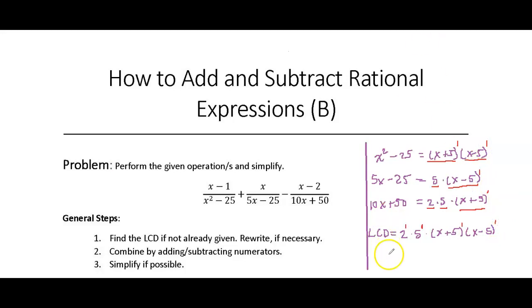So if I want to simplify what the LCD looks like a bit, this would be 10 times x plus 5 times x minus 5. Now we're going to use this expression to help us rewrite what we were given.